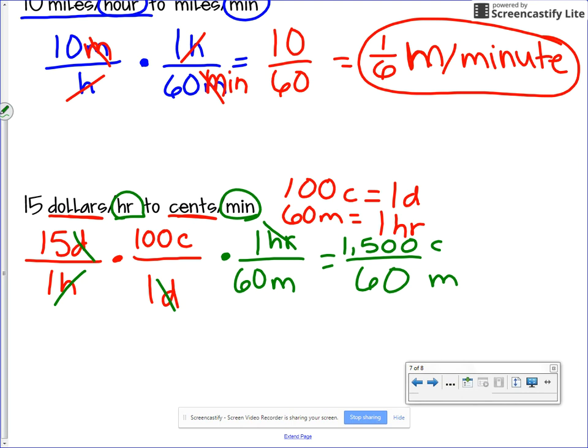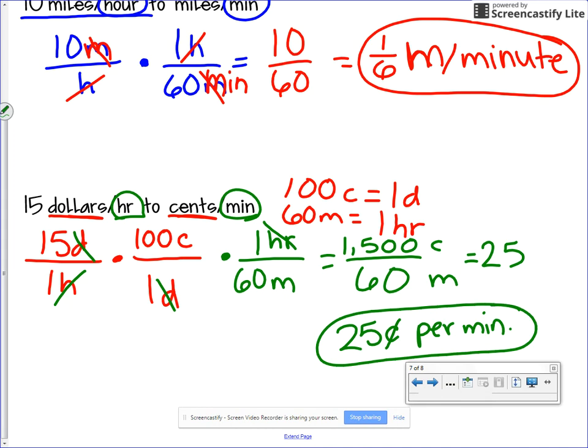Three, two, 1, 0. All right, checking back in. 1,500 divided by 60 gives us the answer of 25. So our answer is 25 cents per minute. It's just take it one step at a time. That way you don't get overloaded.